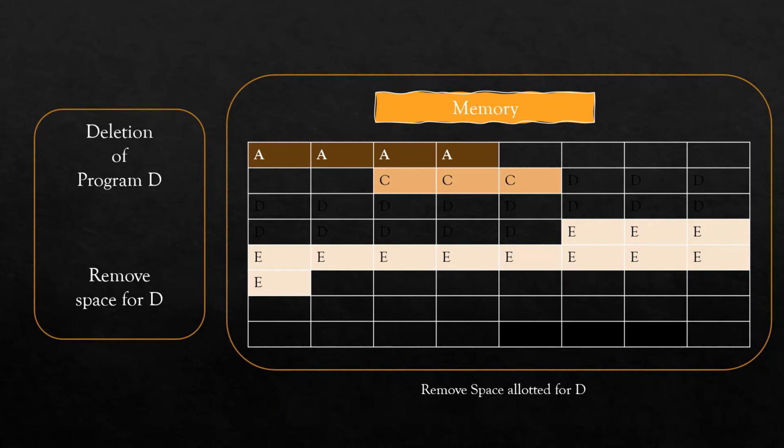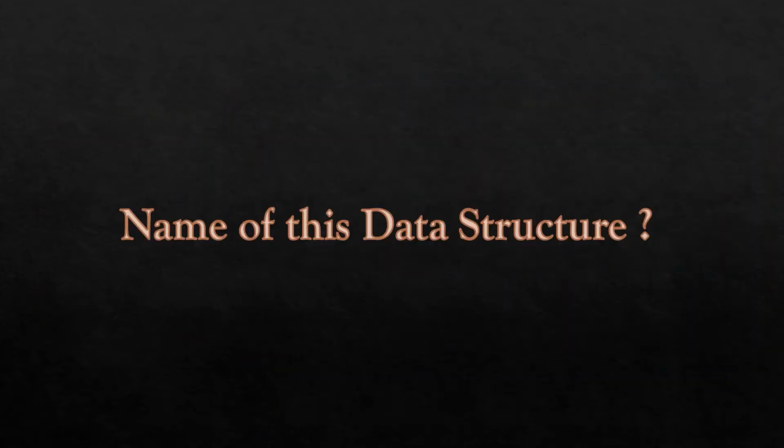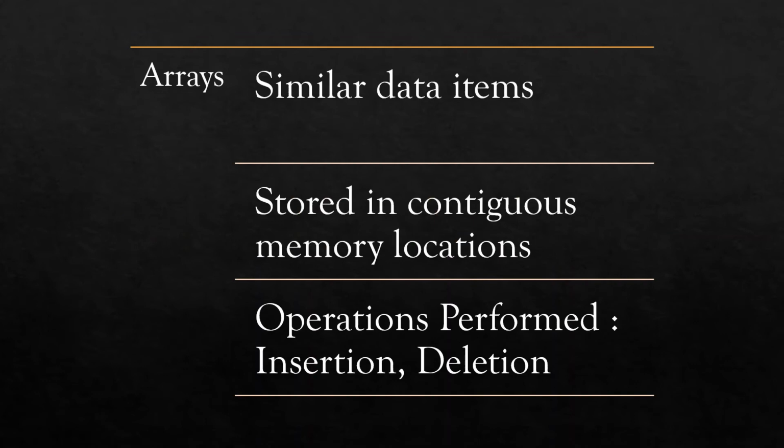We had a list A, it required 4 elements, and we gave it in continuous spaces in the memory. And then we had another list D, which required 16 spaces, and we gave it in continuous spaces in the memory. What is the name of this data structure? When we store similar data items in contiguous memory locations, the data structure that we use is called an array.